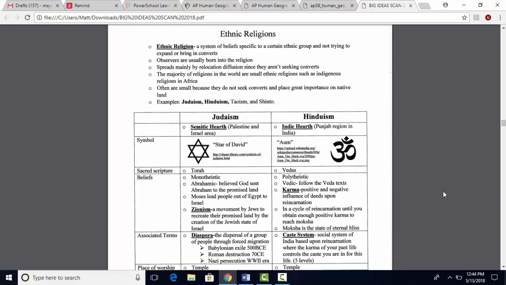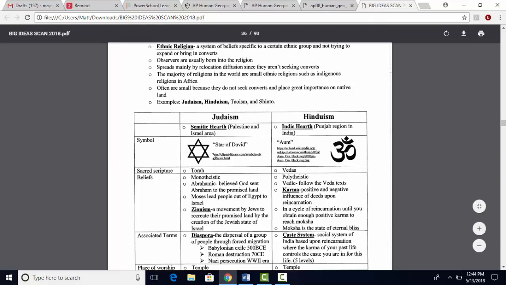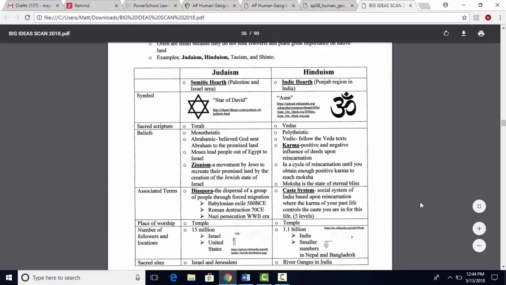Remember, their symbol is the Star of David, right? So you'll look for that star on a building in order to know it's a Jewish synagogue, which is their house of worship. Their sacred scripture, remember, is the Torah. That is the early books of the Bible, of the Old Testament. They are a monotheistic faith. I mentioned they're an Abrahamic faith.